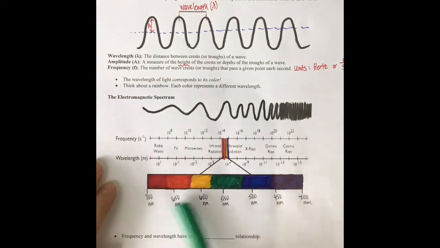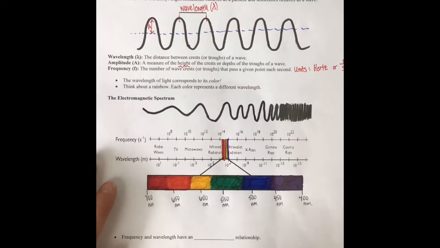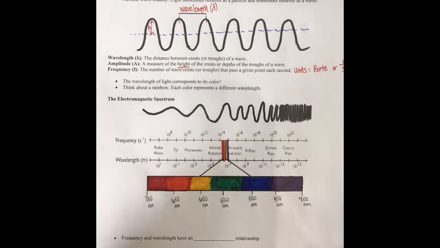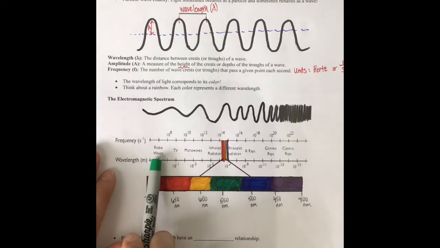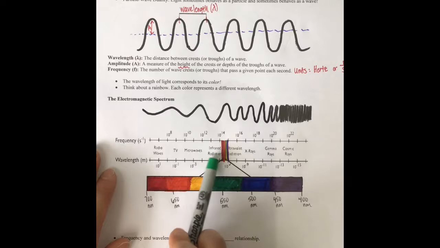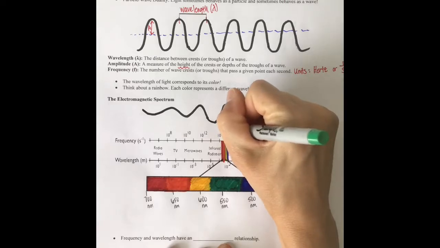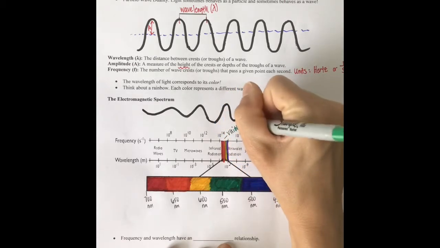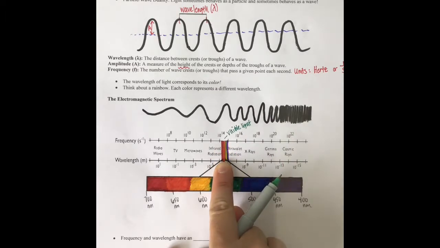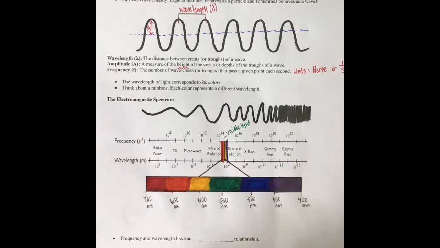Below here you will see something called an electromagnetic spectrum. It takes lots of different types of waves that we encounter in our everyday lives and puts them on some sort of a scale. Let's look at what some of these are. Radio waves, TV waves, microwaves, infrared radiation. This skinny sliver here, I want you to label visible light. This is the portion of the electromagnetic spectrum that we can see with the naked eye. Ultraviolet radiation, X-rays, gamma rays, and cosmic rays.